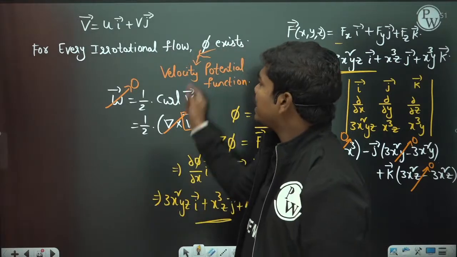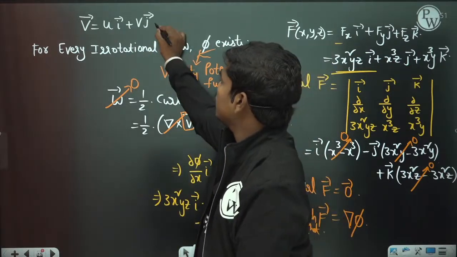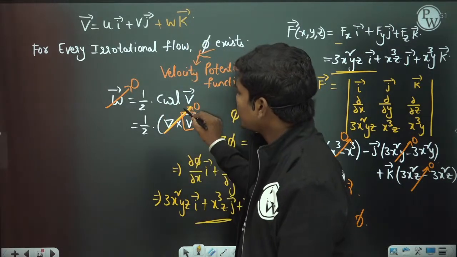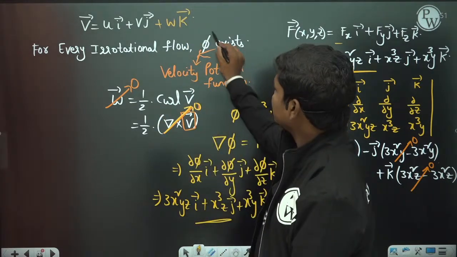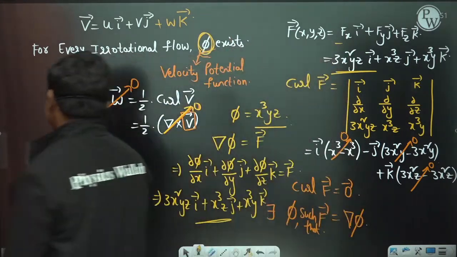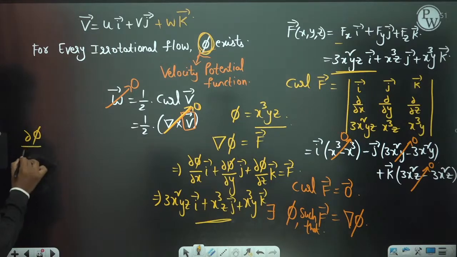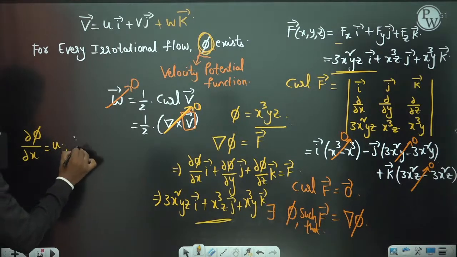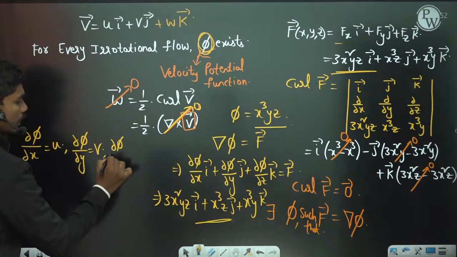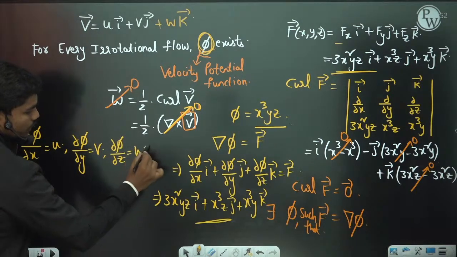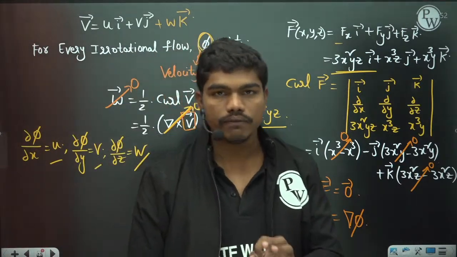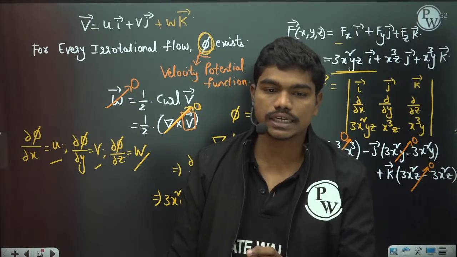Because if you have any velocity vector such that the curl of the velocity vector is 0, then definitely there exists a scalar function such that its gradient gives the velocity components: dou phi by dou x is equal to u, dou phi by dou y is equal to v, and dou phi by dou z is equal to w. So you have these u, v and w values. Clear? Did you all understand how we come to the concept of velocity potential?